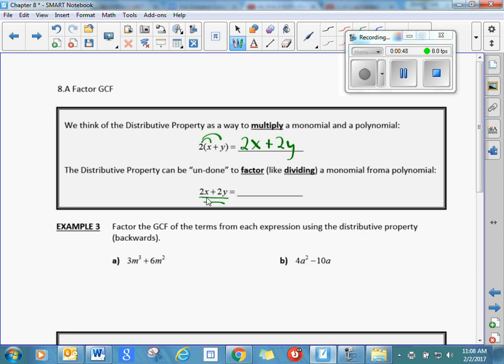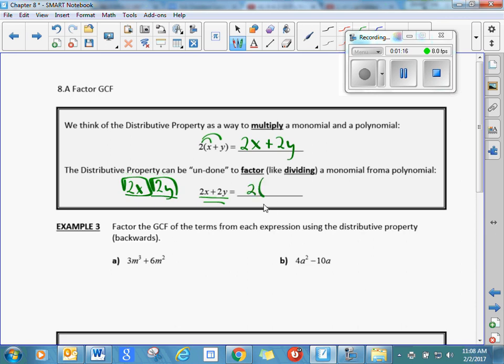So if you just look at 2x plus 2y, of course you know the answer, it's right above here, but if you didn't, you might say, okay, what do they have in common? What is their greatest common factor? Well, if you look at the prime factorization for 2x, it's 2 times x in a box. 2y, 2 times y in a box. The only thing they have in common is 2 to the first power.